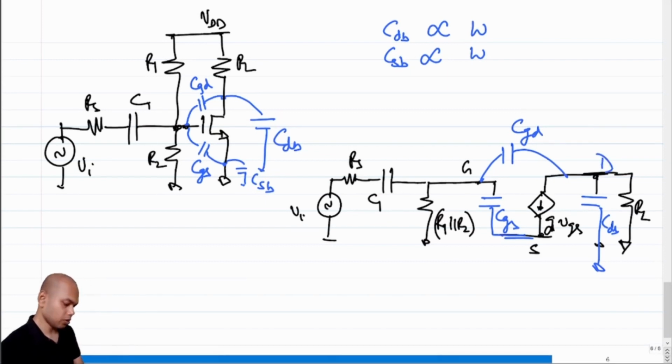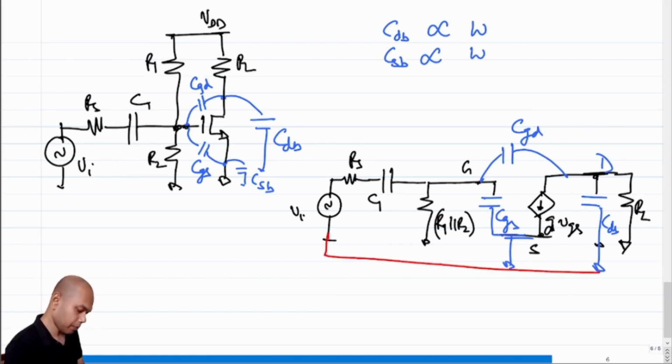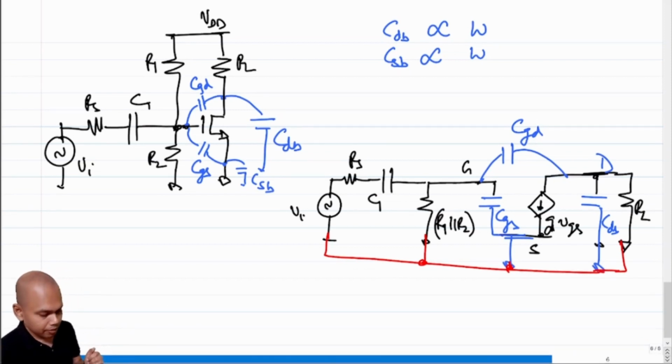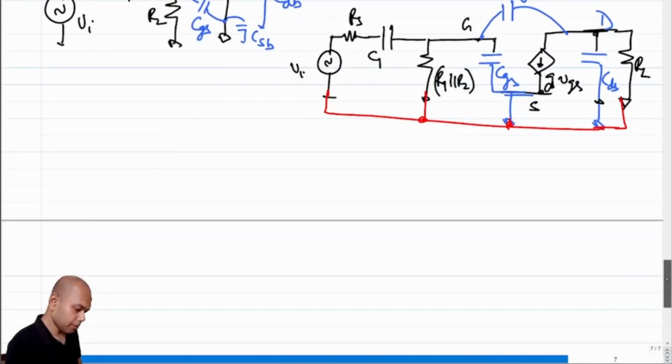So this is drain, this is source. In case of a common source amplifier, this happens to be ground. So since this happens to be ground, all of them get connected. But note that if you are dealing with a common drain amplifier, then it will not be the ground, so you'll have to account for that. Okay, fine.